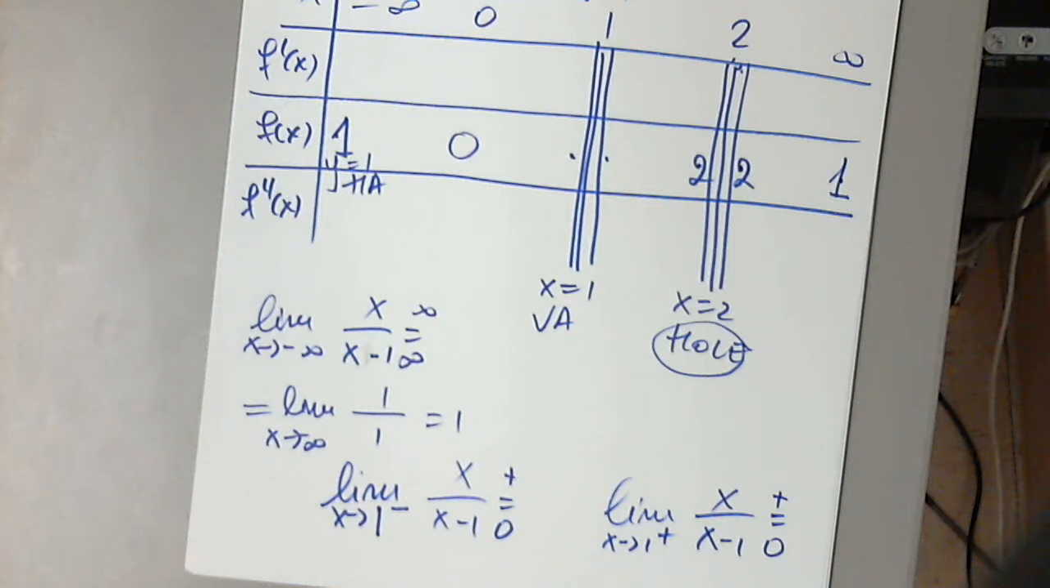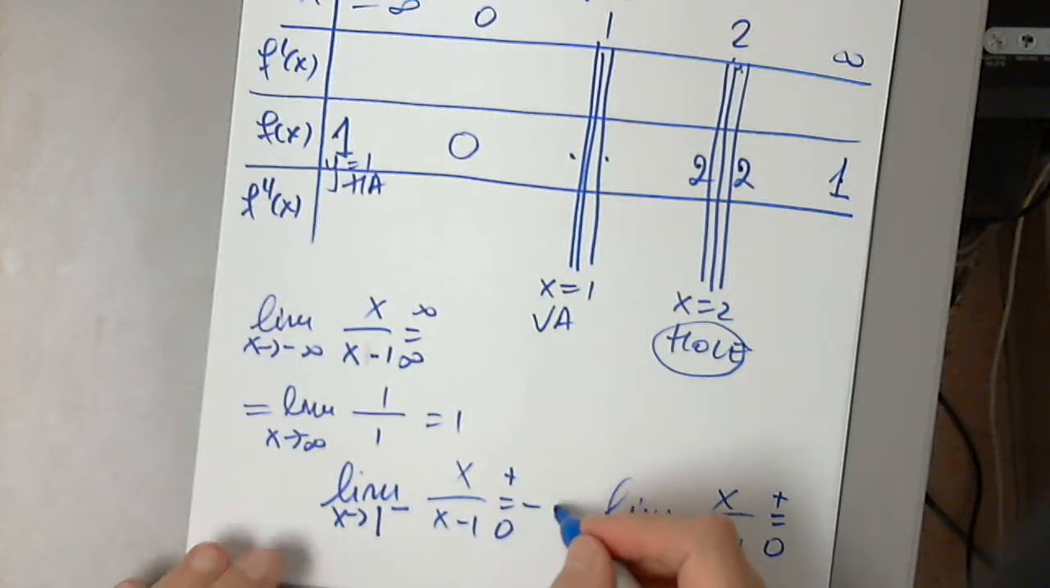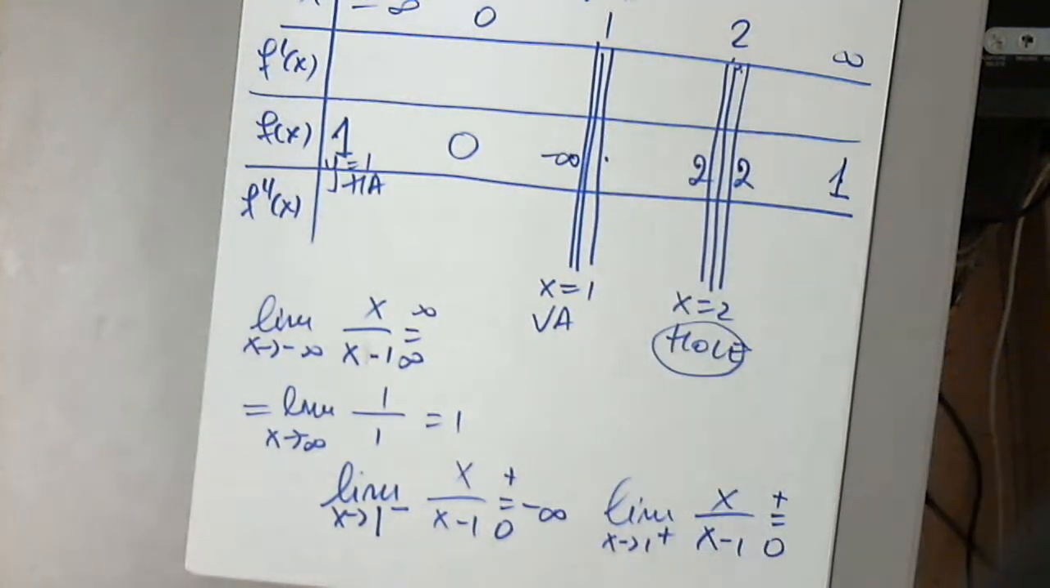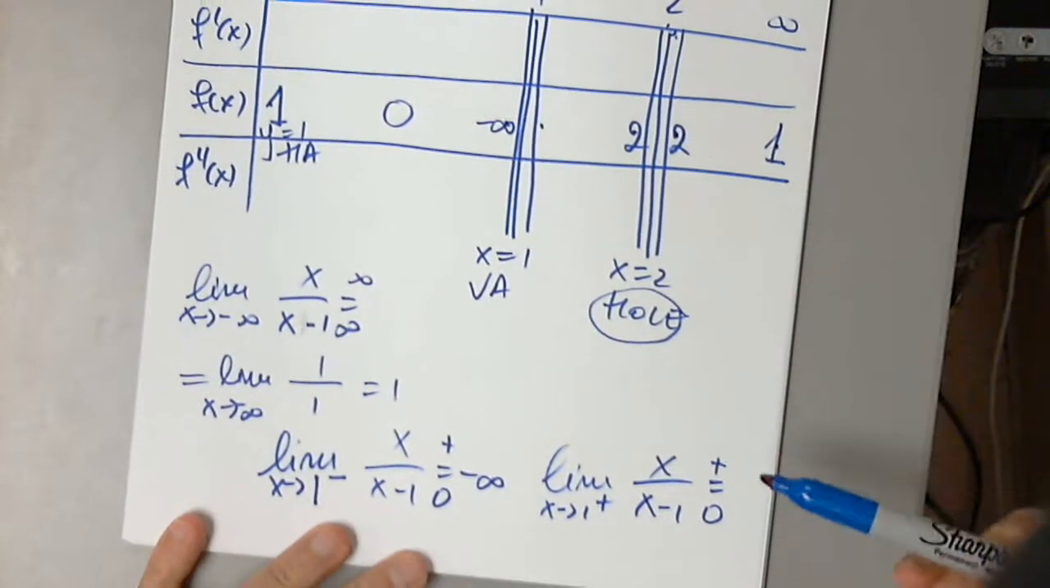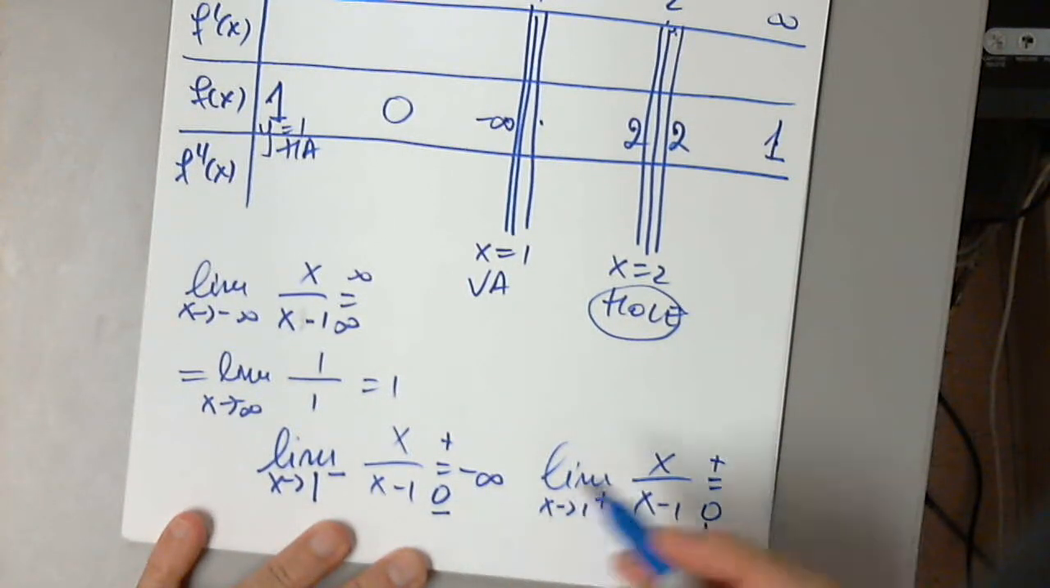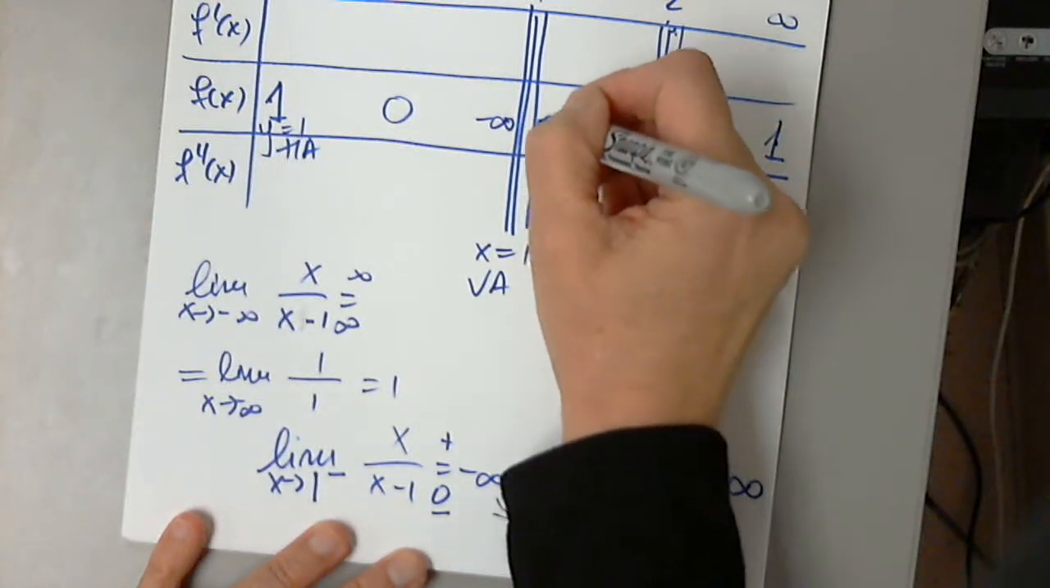So when I plug in from the left, which is 0.9, the denominator on the first one is negative. So that's why this is negative, so that this is negative infinity. When I plug in 1.1 from the right, this becomes positive, and that's why the answer here is positive infinity.